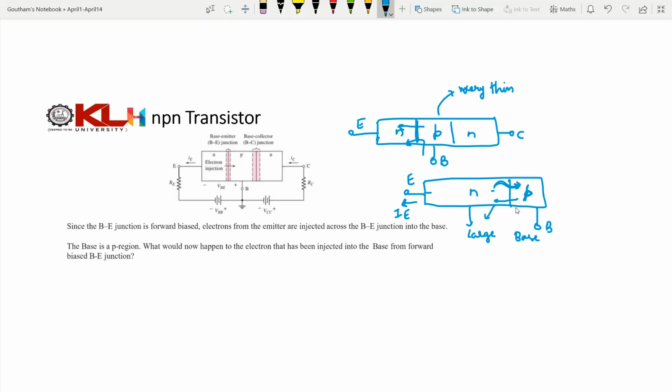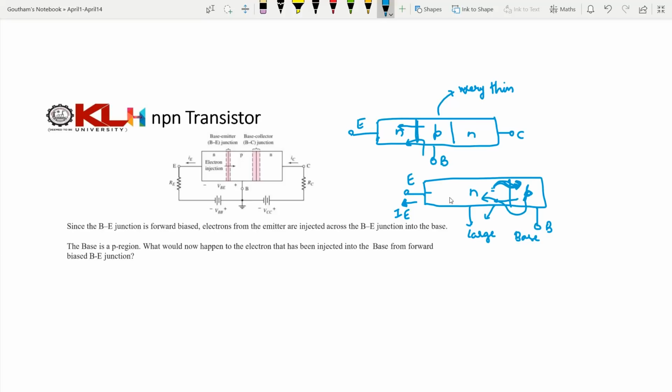So what happens is the number of holes that are diffusing from the p type region to the n type region will be lesser compared to the number of electrons that are diffusing from the n type to the p type region. Okay, so the maximum portion of your emitter current is because of the electrons that are diffusing from the n type region to the p type region.